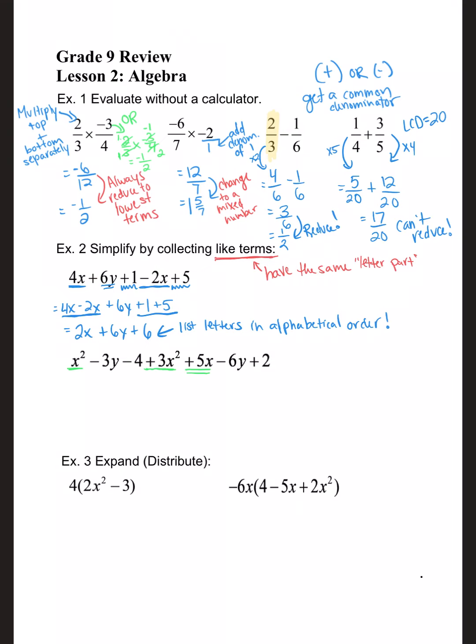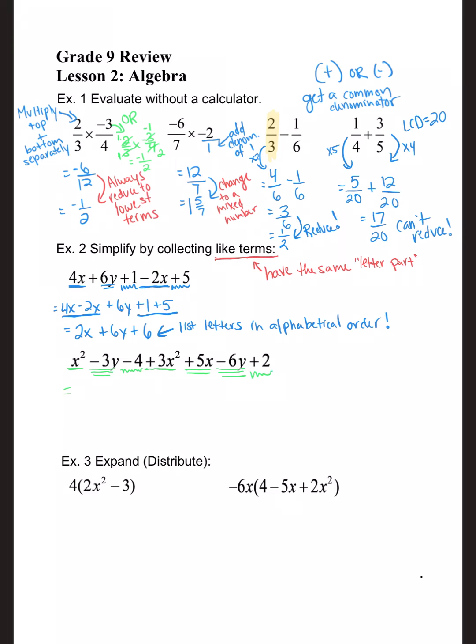So now I'm going to look at my y terms. I have a negative 3y here, and I have a negative 6y here. So those are going to get combined. And then finally I have my constants. I have a negative 4 and I have a positive 2.